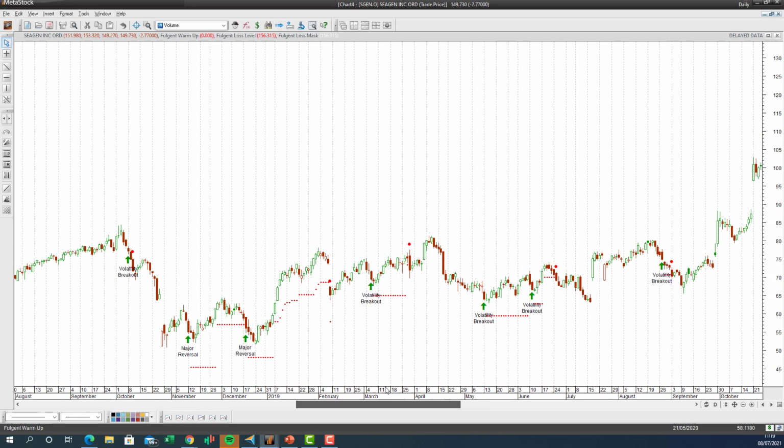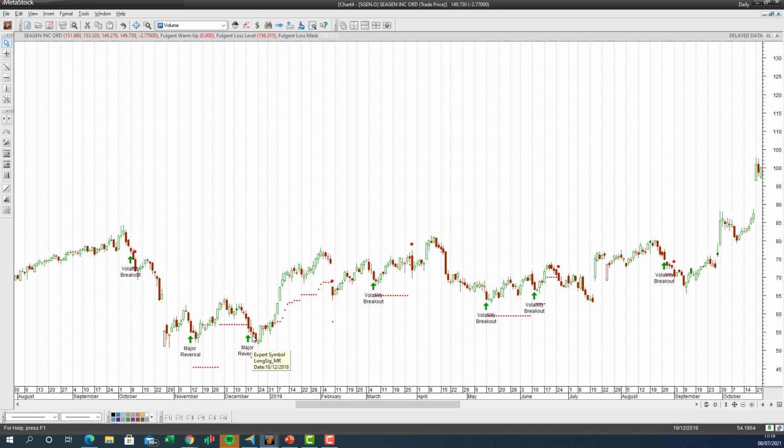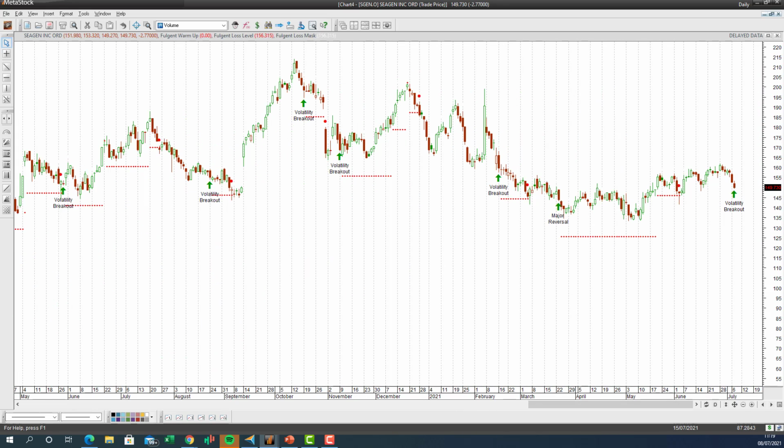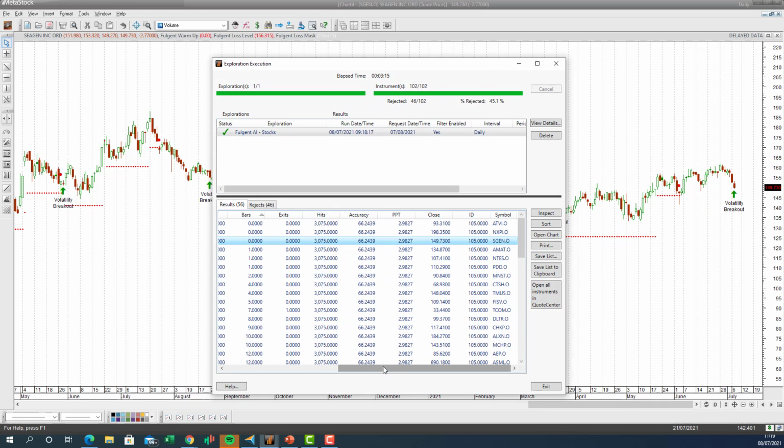Volatility breakouts and major market reversals are great to trade if you're using options or contracts for difference, or even spread betting if you're based in the UK. So you can see huge moves caught by volatility breakouts and this major market reversal. Okay, so that's the next one.